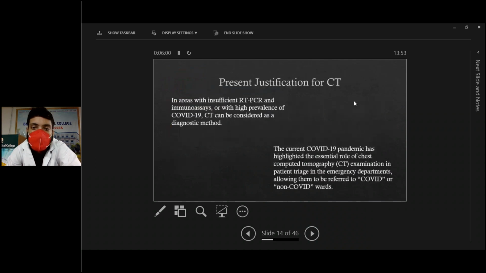The present justification for CT is in areas with insufficient RT-PCR and immunoassays or with high prevalence of COVID-19. CT can be considered as a diagnostic method. Only in this particular case can we use it as a diagnostic method, and not regularly.